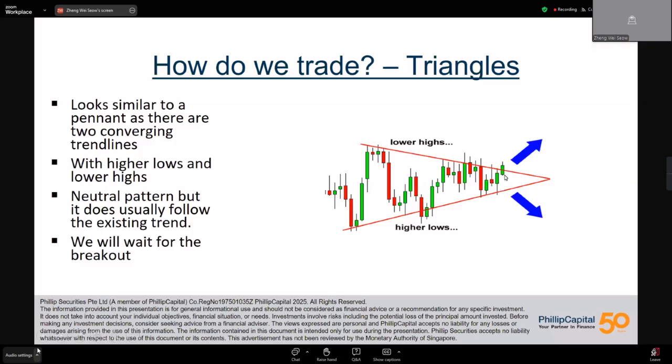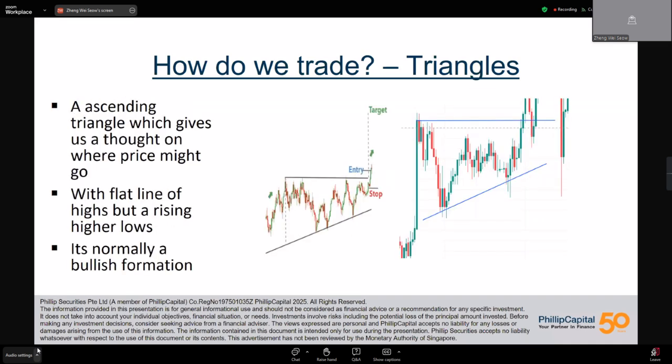And once price breaks out from the triangle, that's where we will have a decision on where to go, where to buy or where to sell. Moving on. Next up is the ascending triangle. The name suggests that an ascending triangle is more for an uptrend, but there are times when I do charting that I've seen it actually break back down.